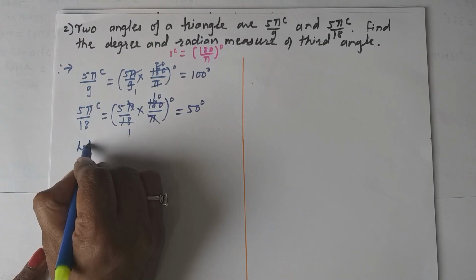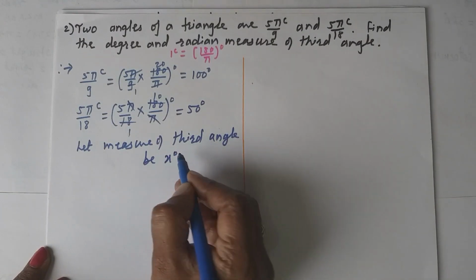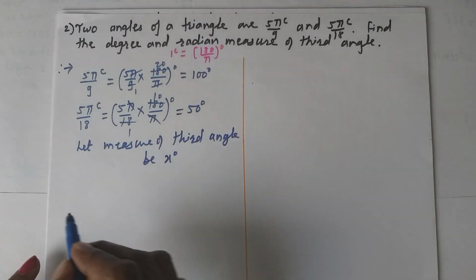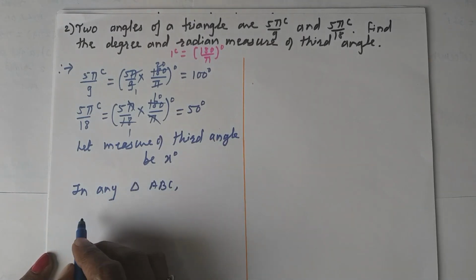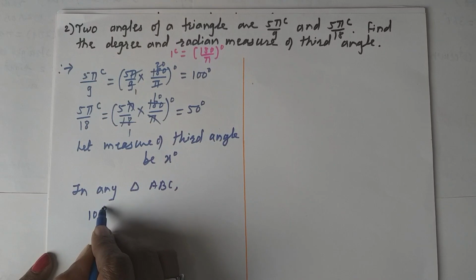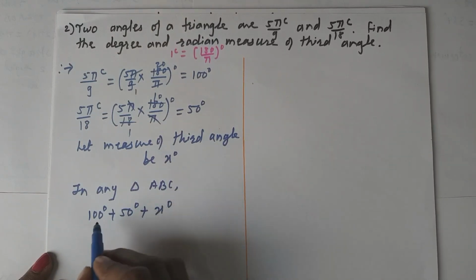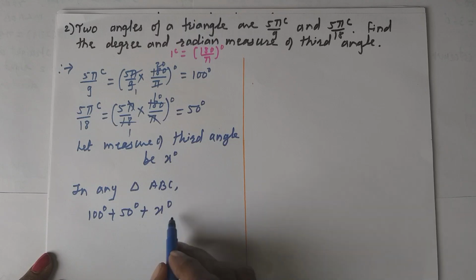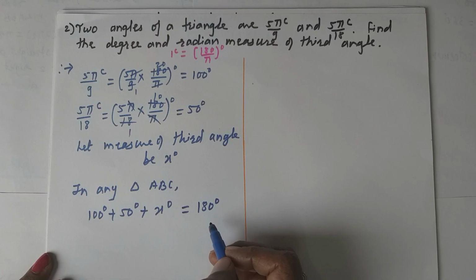We don't know the third angle. Let the measure of the third angle be x degree. We don't know the measure of the third angle, therefore let's suppose it will be x degree. Again, you write down, in any triangle we know that the measure of all the three angles of a triangle is always 180 degree. Therefore, you write down first angle is 5 pi by 9, that is 100 degrees. Second angle is 5 pi by 18 radians, means 50 degree. Third angle is x degree. And we know that the sum of all the three angles of a triangle is 180 degree.